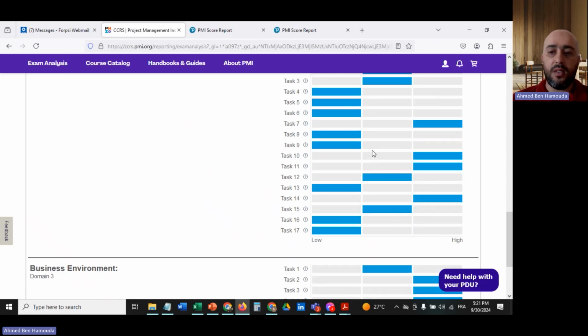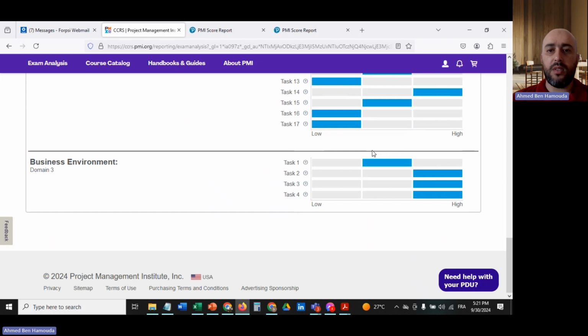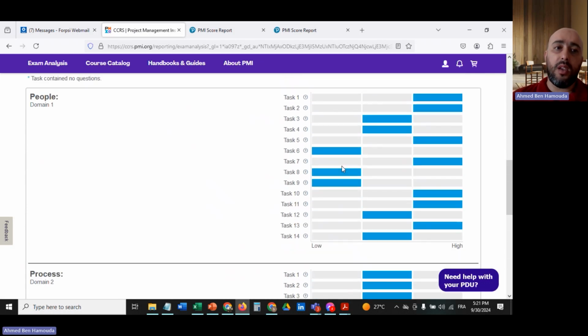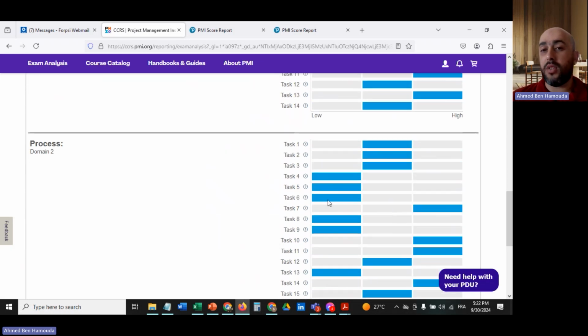And then we scroll down here to the business, and we can see in task one she didn't fail. She didn't fail any tasks in the business environment, which is good. Now, during the preparation for the second shot, what this lady will have to do is, first of all, make sure that she maintains the good scoring on these tasks here, whether it's on target or above target. And she needs to make sure that she improves these tasks in the people domain and the process domain.